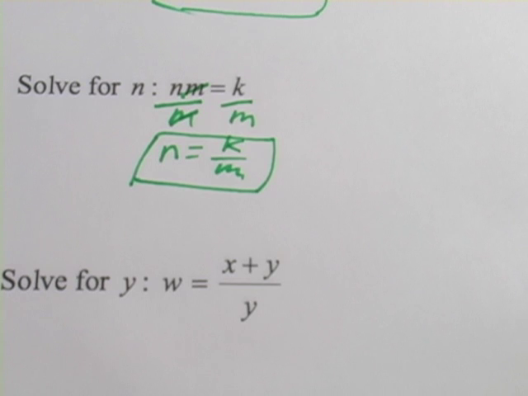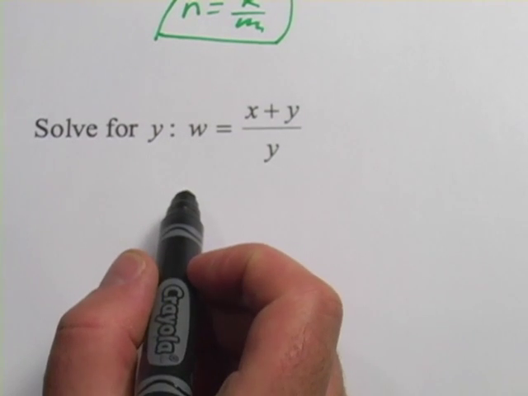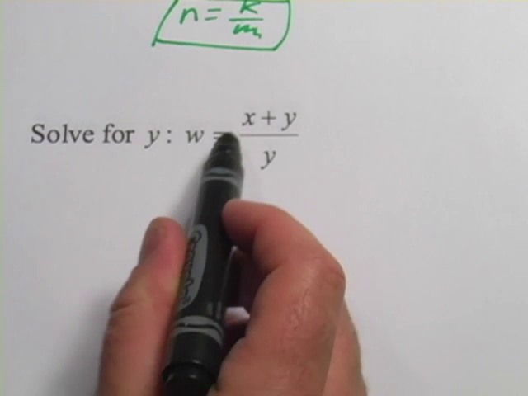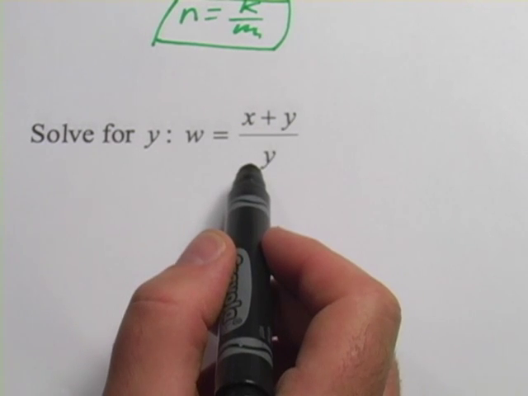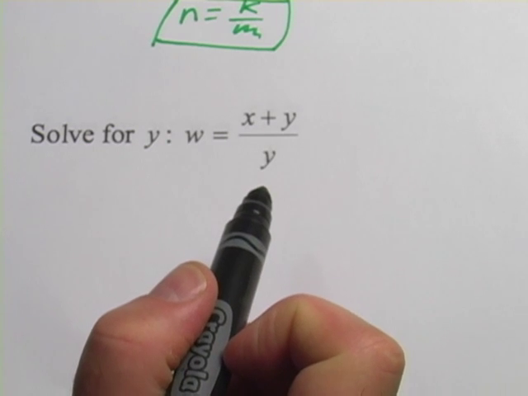That's not really so hard either. It just takes some getting used to. This one is a little harder. It says solve for y, and we have w equals x plus y over y. So you've got two y's going on, which seems a little strange. Well, let's take it one step at a time.